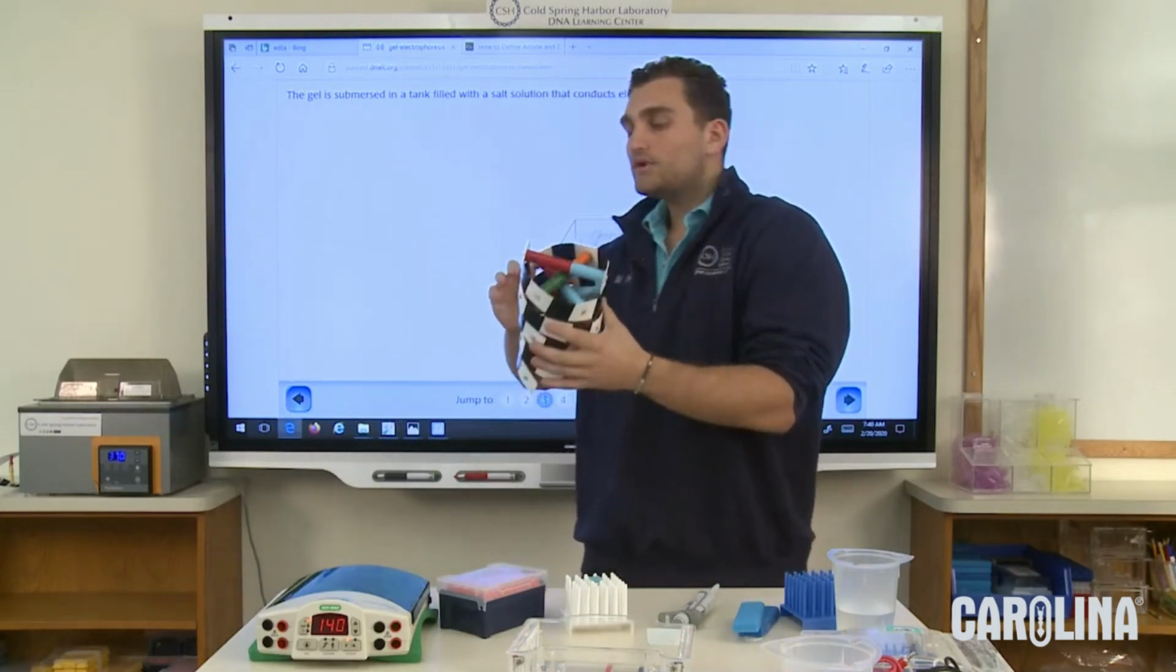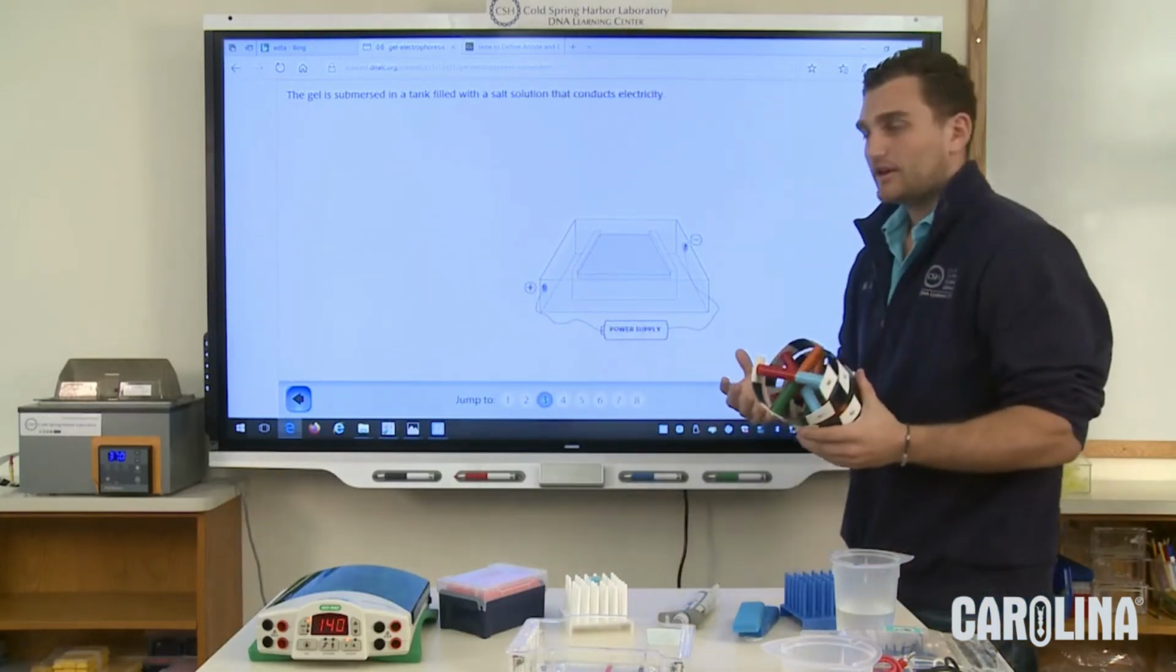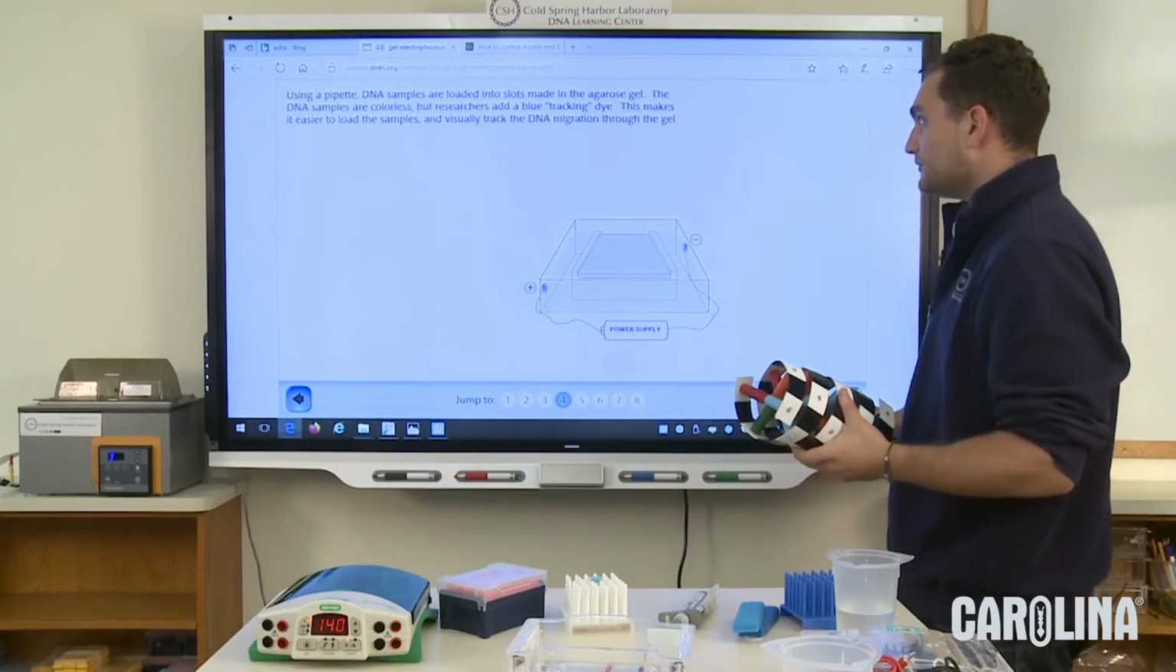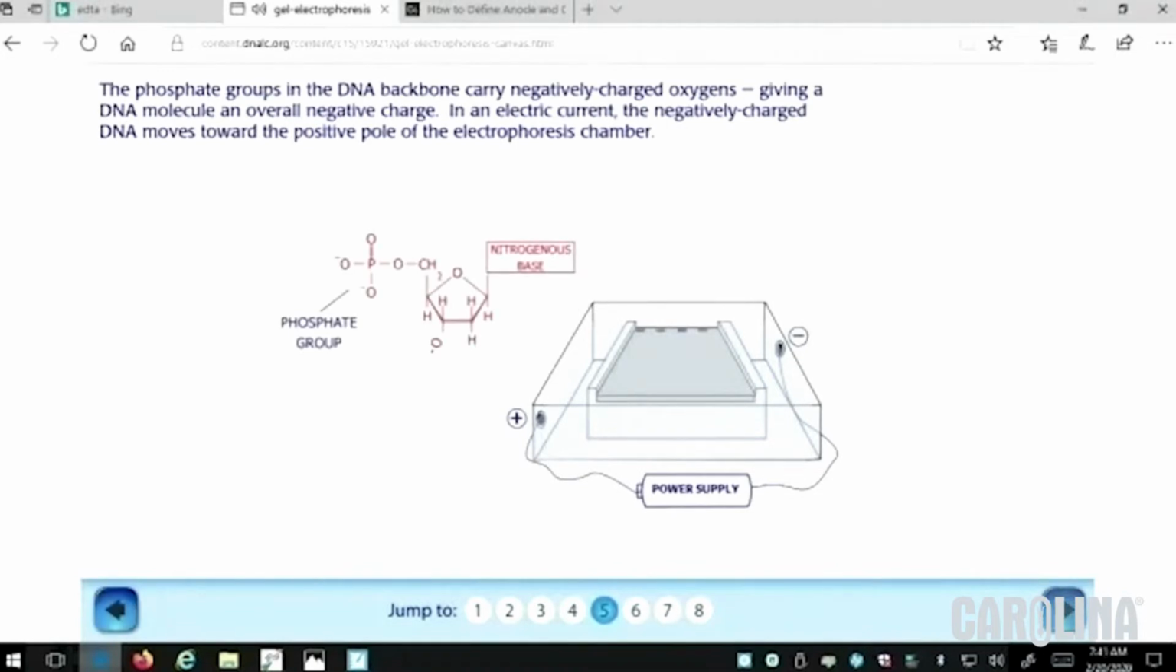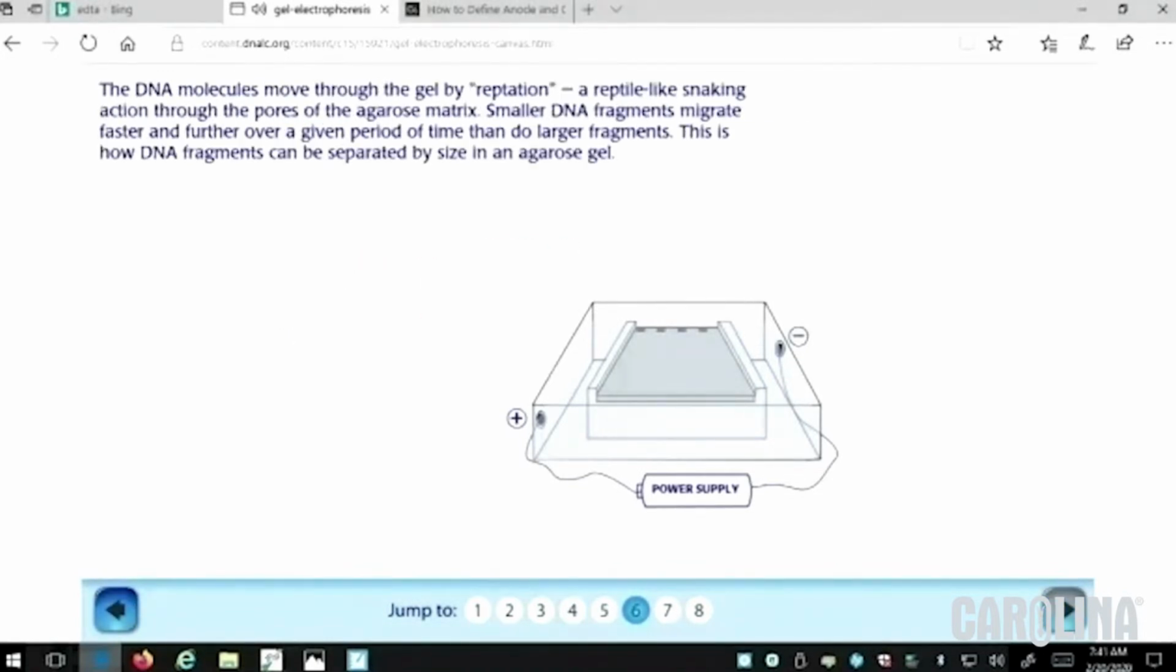Now, what's going to happen is we start that electricity up. We put in our samples. So we take our samples, we put them in, we get that charge going, and once that charge starts to move, the DNA will start to move just because of that negative charge. So the DNA starts to move through the gel.